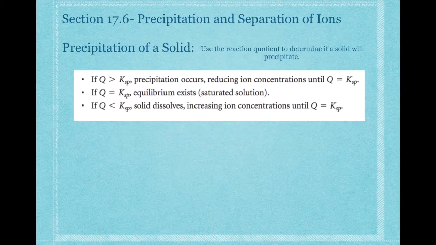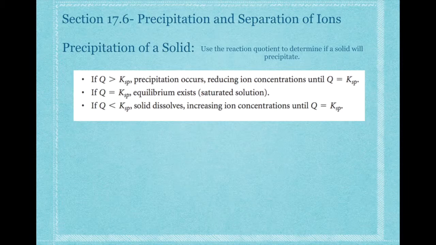Okay, so here are the rules. If your Q is greater than your KSP, that means that the concentration of products is too large, and therefore your reaction needs to shift to the left in order to reduce your Q, meaning that you're going to be forming solid.